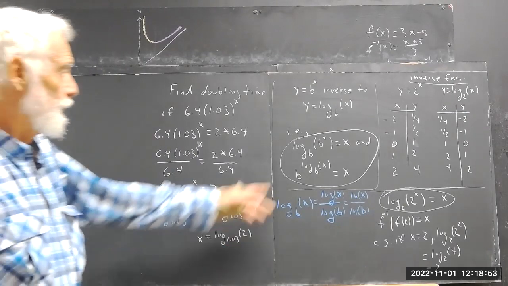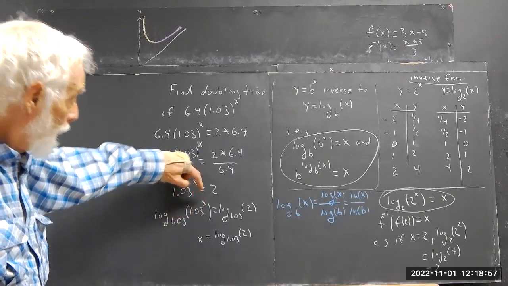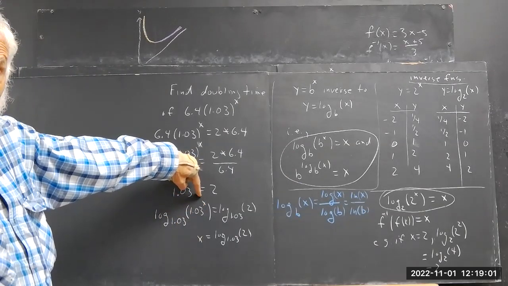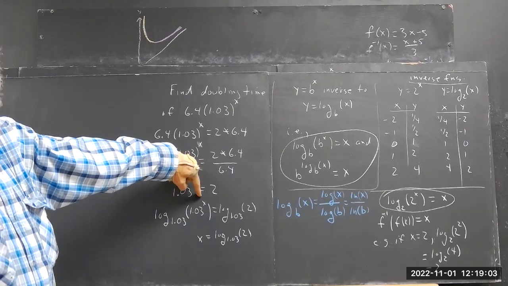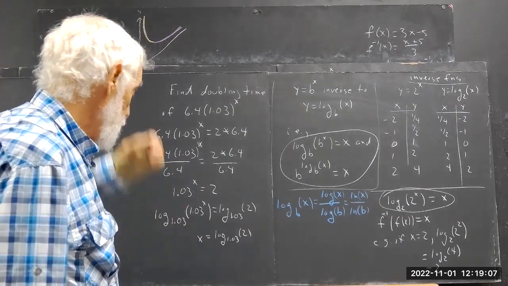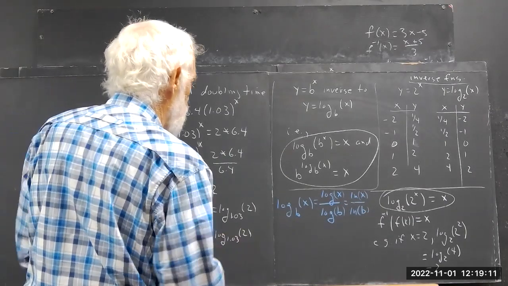So once you get used to this property, it becomes a real easy way to get at the x in your exponent. Get at the unknown in your exponent. Unknown isn't always x. How do we do log base 1.03 of 2?